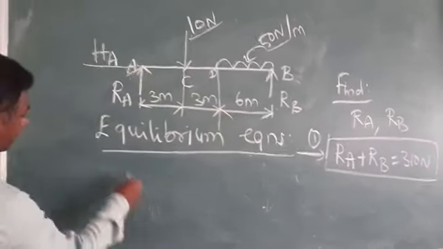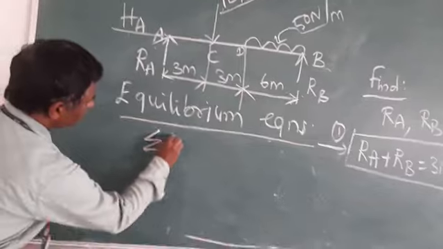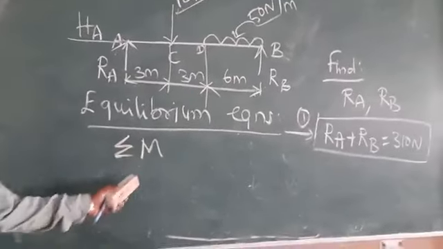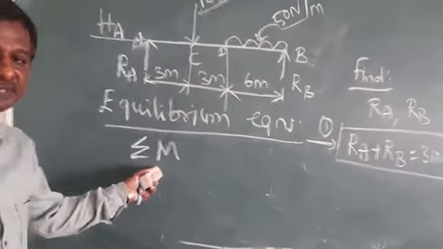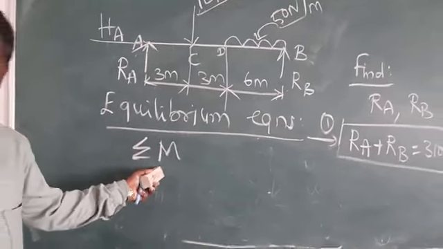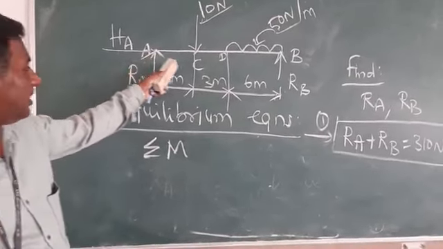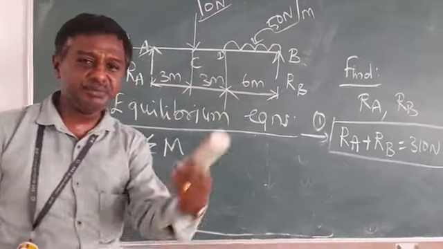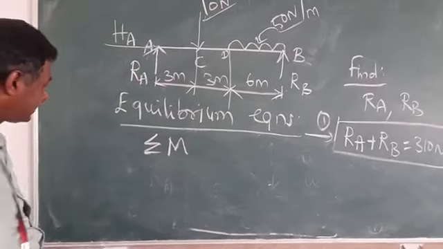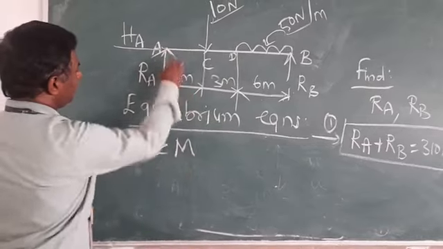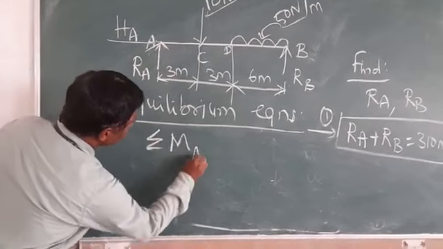Now let's take the other static equilibrium equation: the algebraic sum of the moments about any arbitrary point. You can take point A, point C, or point B. Any point you can take. Let's take point A, where we have a support, which is easier.